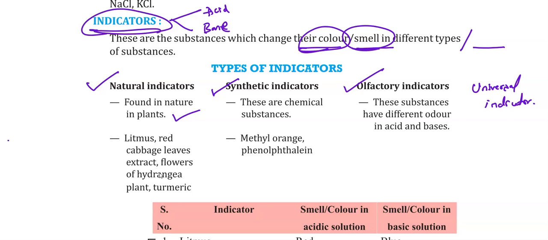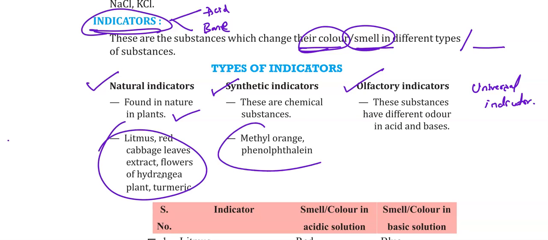Synthetic indicators are chemical substances. Synthetic indicators are nothing but those which we have prepared. Natural indicators means naturally occurring. Synthetic is nothing but artificial, man-made. Those are called synthetic indicators. So by using some chemical substances, we can identify whether it is acid or base. Examples: methyl orange and phenolphthalein. These are synthetic indicators. Children, for your examination point of view, these examples are important.